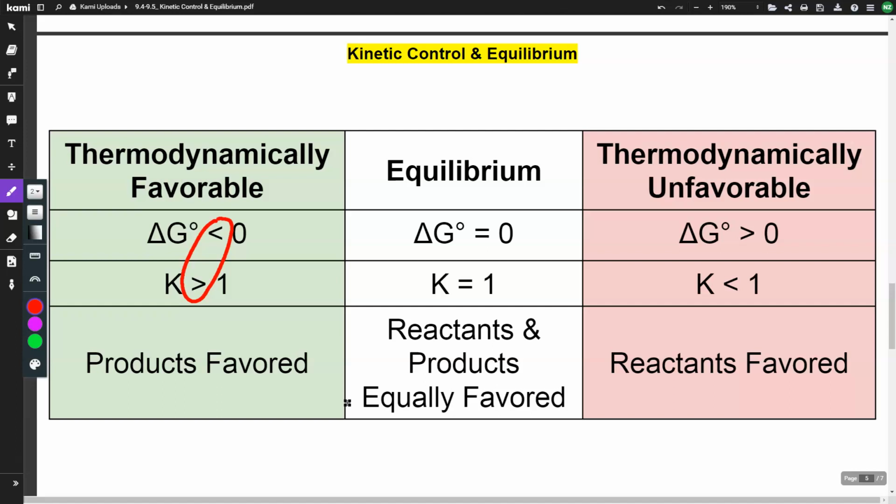To be unfavorable, we want K to be less than 1, and we want G to be greater than 0. So then you're going to be thermodynamically unfavorable. So the signs are kind of opposite here. Equilibrium, obviously, they're both going to be equal to 0. So you just need to be kind of familiar with this table here: what is thermodynamically favorable, what is thermodynamically unfavorable, and what that means.